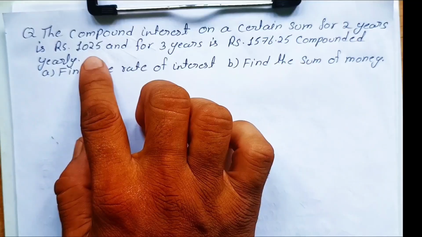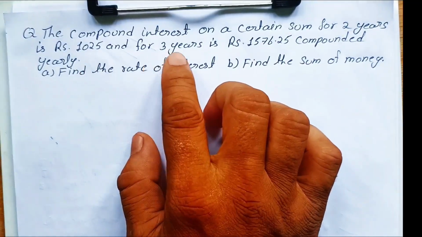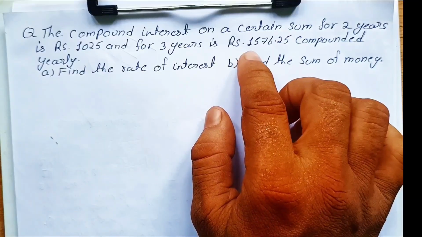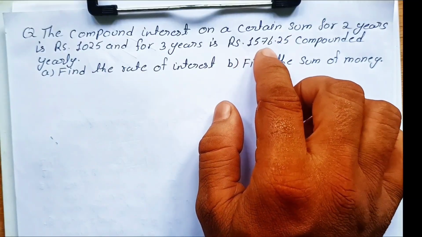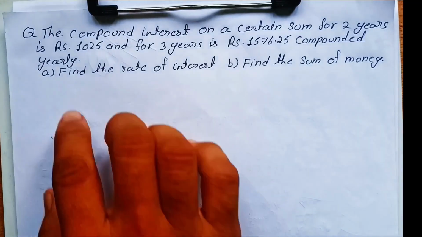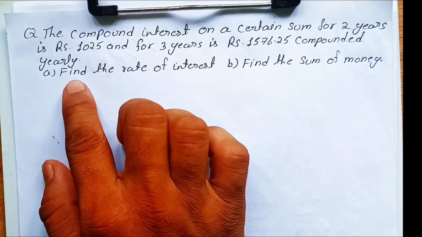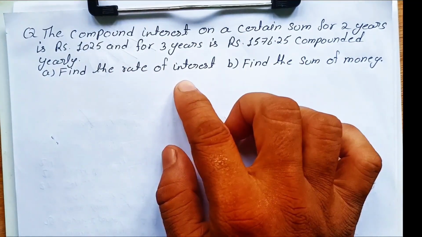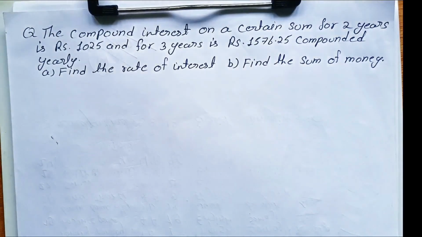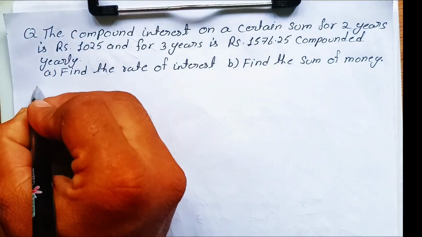is Rs 1025 and for 3 years the compound interest is 1576.25. So first we have to find the rate of compound interest and then after that the sum of money. So let's begin our solution.